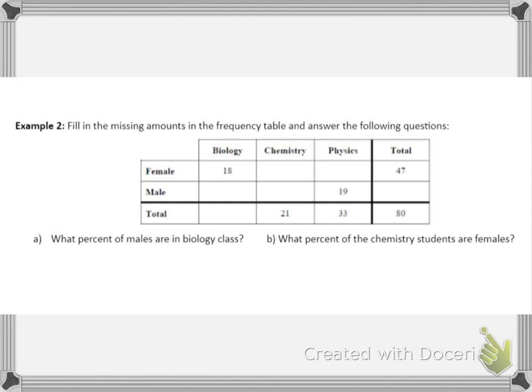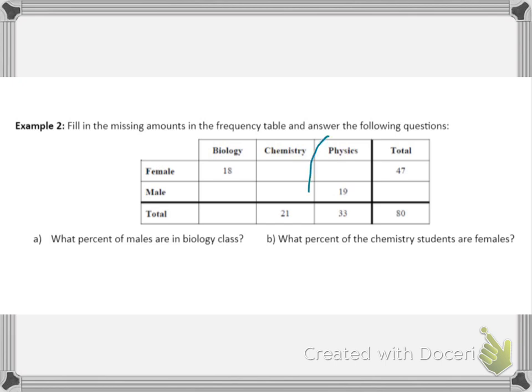So if I want to look, for example, at this value of 19, since it's in the row for male students, it means that there are 19 male students in the physics class, because that's the column that value is in. Now I can take the information that I'm given in this table to try to find missing values, or spots where I don't have a number currently.